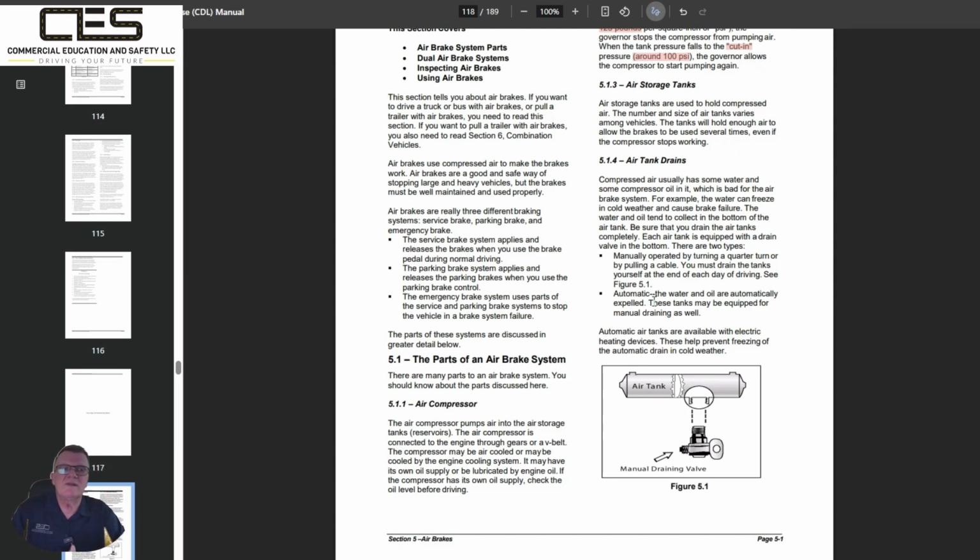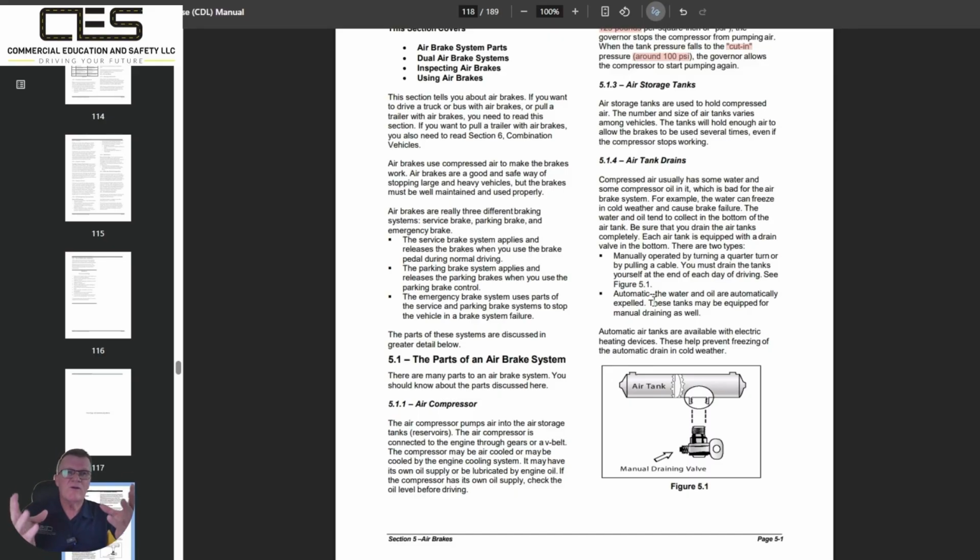So why would we even need those? My truck has an air dryer on it. It does, but it's also going to have an air drain tank. Unless you have an alcohol evaporator, which we don't see very often. Usually you have an air dryer, but we'll talk about the alcohol evaporator here in a little bit. But air drain tanks, why do you even have them?